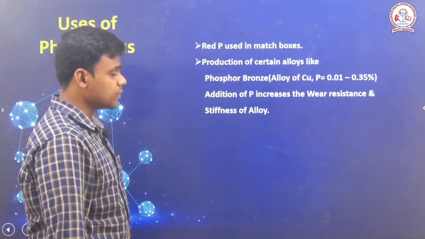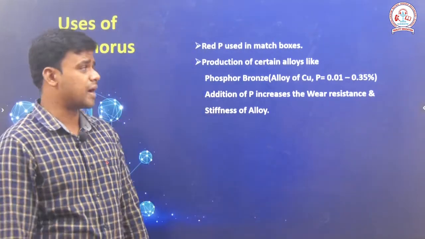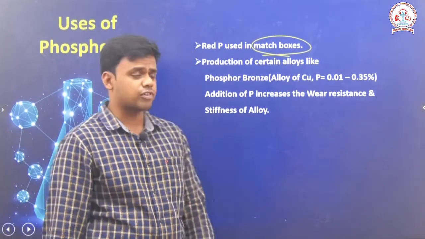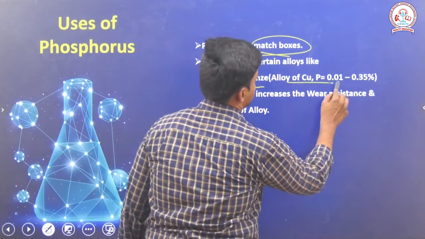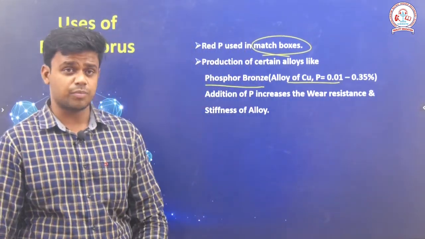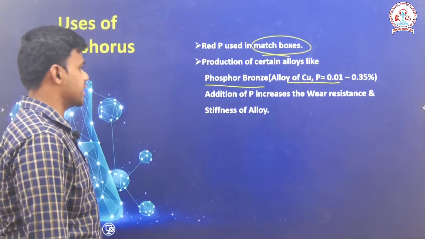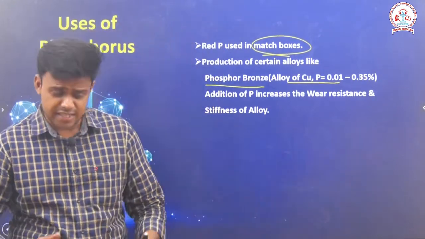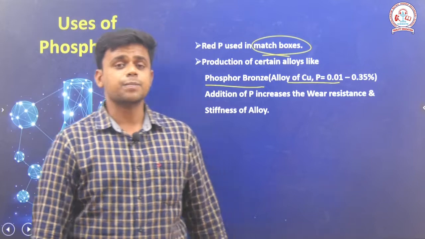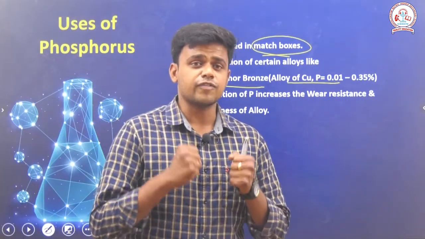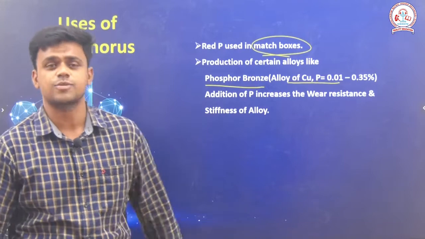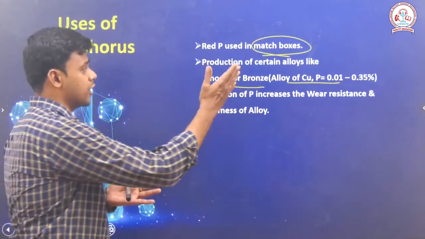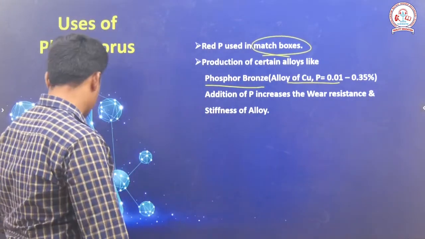The next one, uses. Red phosphorus is widely used in the manufacturing of matchboxes, and also in the manufacturing of various alloys. Phosphor bronze is an alloy which has a combination of copper and phosphorus, with phosphorus at a percentage between 0.01 and 0.35%. See, what is the reason for the addition of phosphorus in such an alloy? Because it is quite water resistant. It has the property of water resistance, and the strength of the alloy is increased, which means stiffness is enhanced. That's the reason phosphorus is added in the manufacturing of an alloy. The name of the alloy given as an example is phosphor bronze.